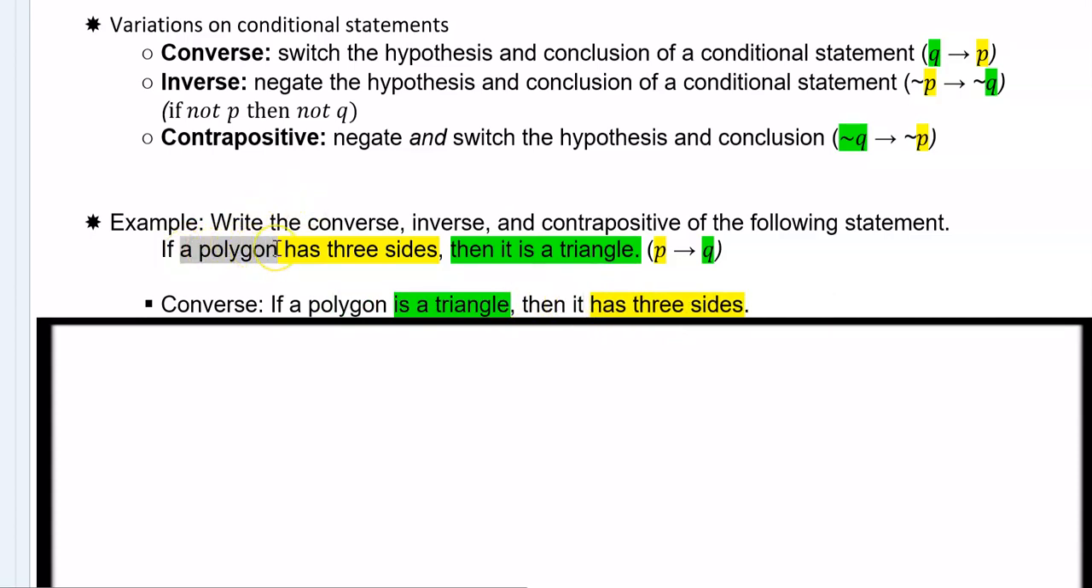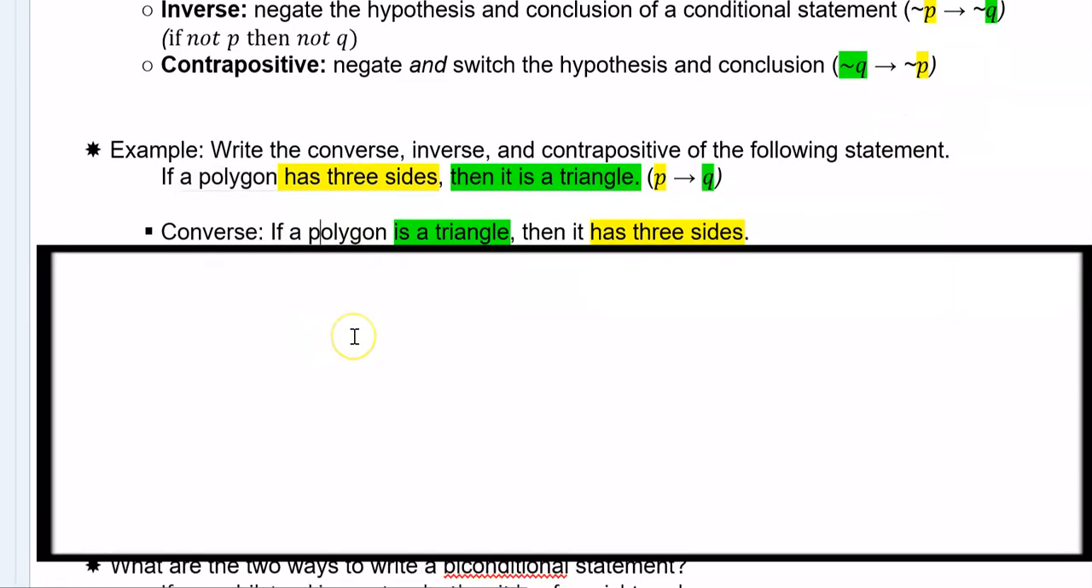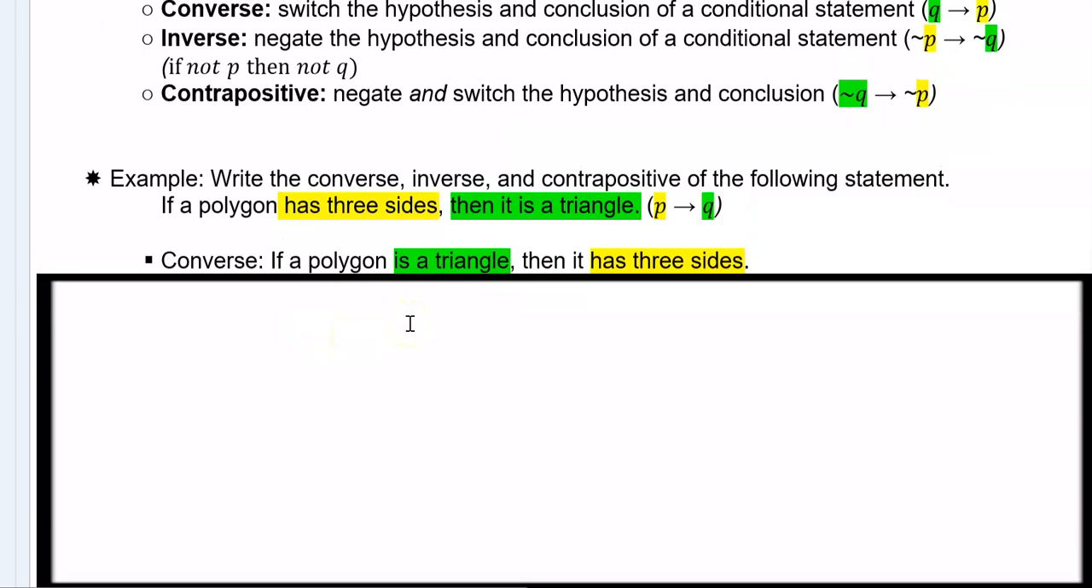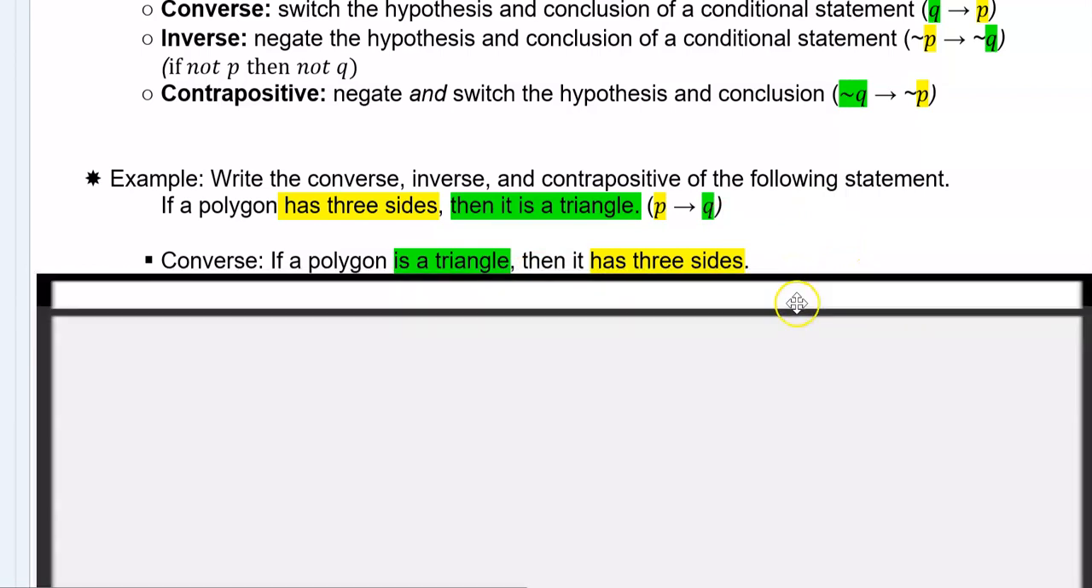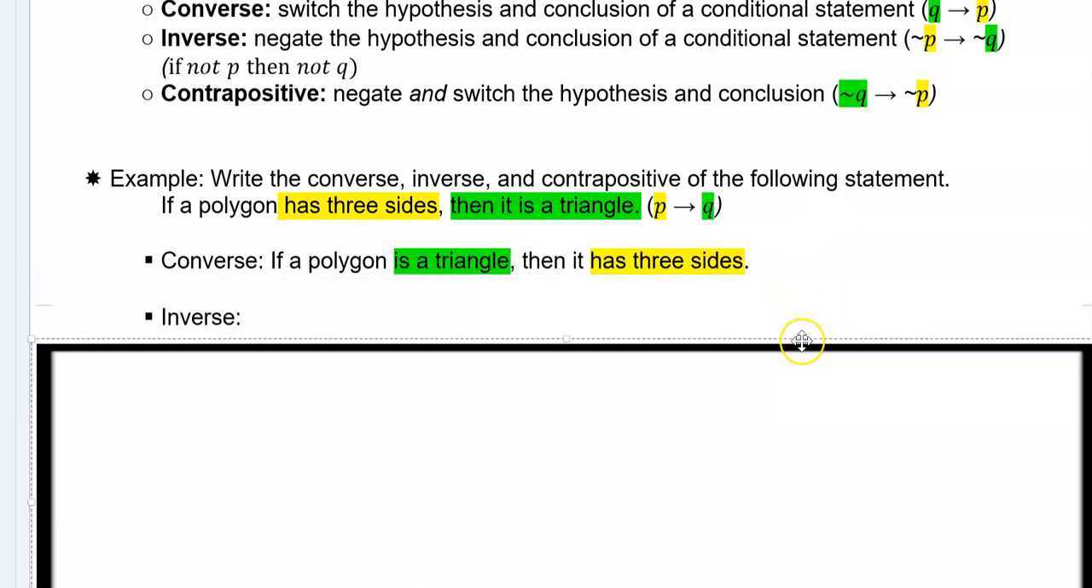Because the a polygon is not actually part of the hypothesis or conclusion, it's just the subject of the sentence. And if we keep that subject at the beginning rather than having a pronoun there, it's going to make it more specific and more understandable to people who are reading. As we're writing our converse, inverse, and contrapositive, we're following the standard rules of English, and we want to make sure that our writing is clear.